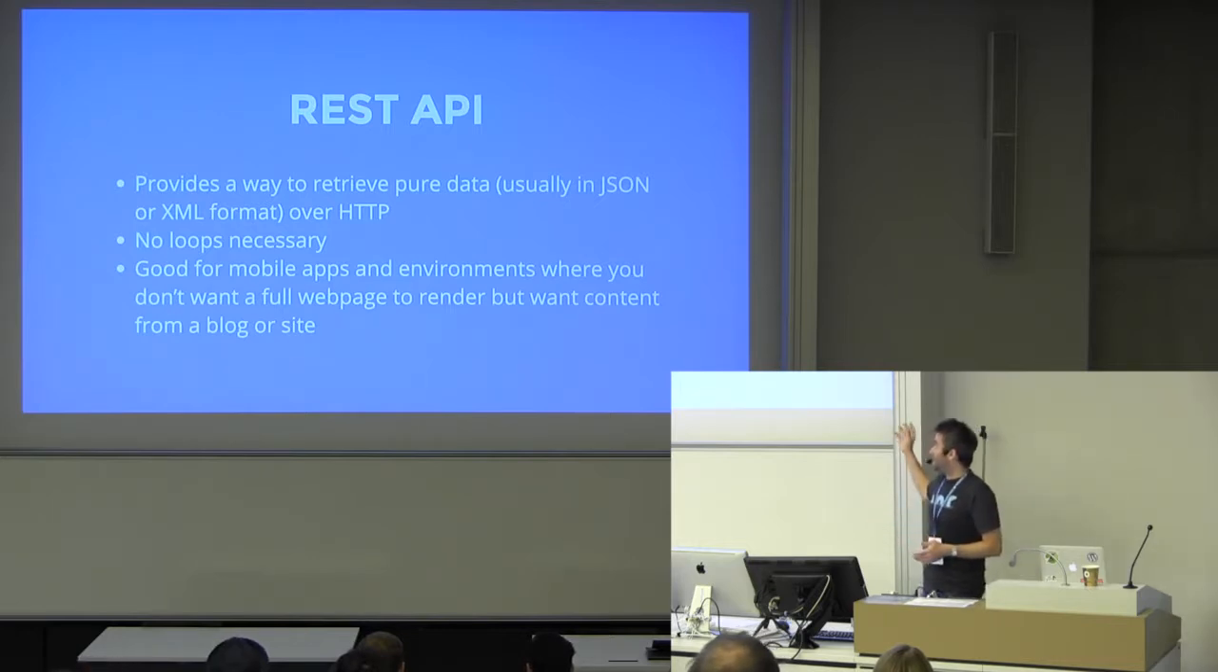Now, what the REST API does is it allows you to get content from your WordPress website, but without having to do any of that kind of stuff. You can just type in a URL and you get raw data straight back from the REST API. And I'll show you how that looks.